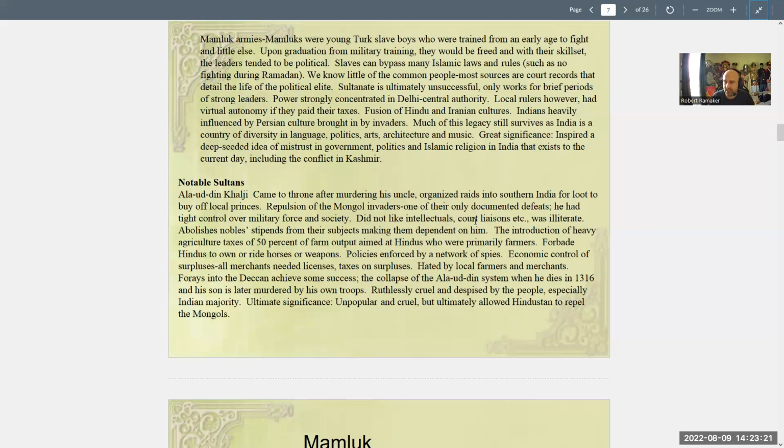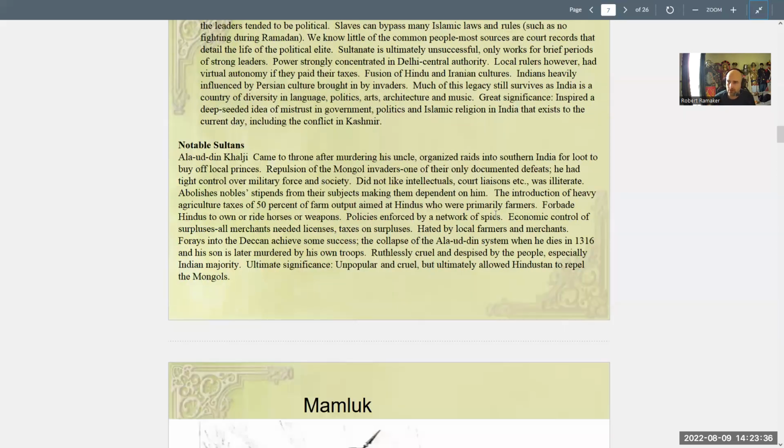So it's one of those things, does the end justify the means? Can he be cruel and murder his own people, but he keeps the Mongols out? So that's kind of his legacy. Unpopular, very cruel, but keeps the Mongols out. And that's really the prominent thing that we remember from Alauddin, right?